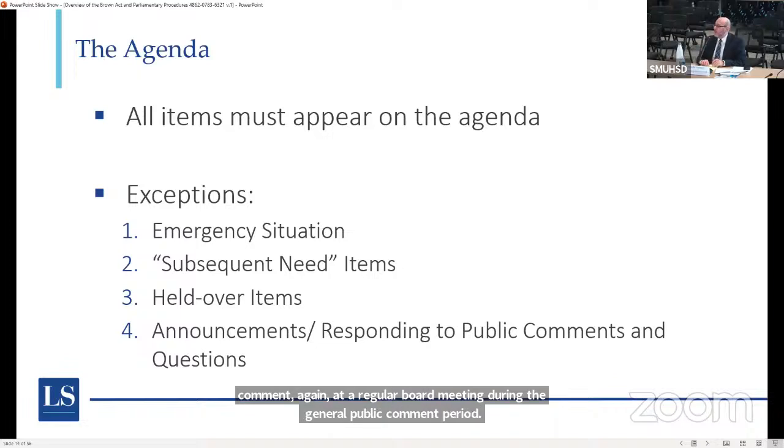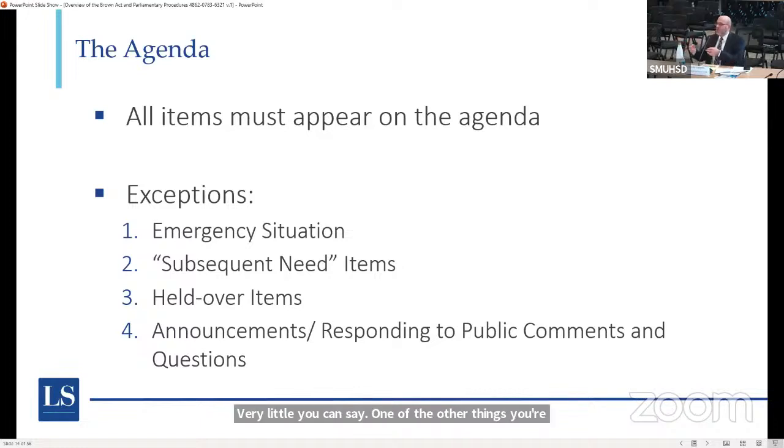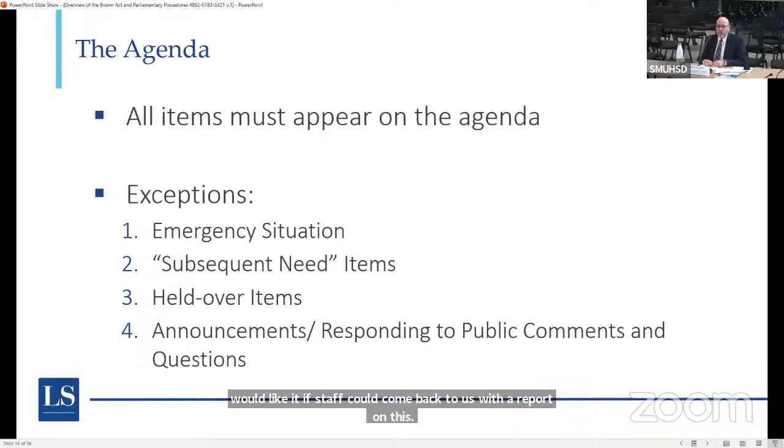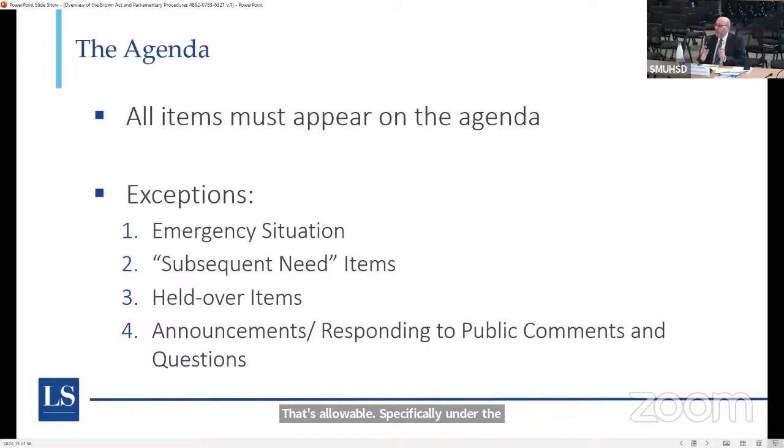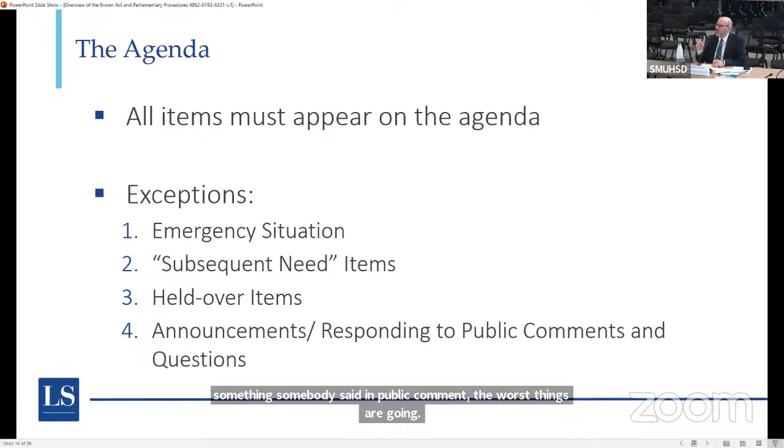One of the other things you're allowed to do is to refer the matter to staff. You can say, thank you, we heard what you're saying. I would like it if staff could come back to us with a report on this. That's allowable, specifically under the Brown Act. But the more you hear yourself talking in response to something somebody said in public comment, the worse things are going. It should be crisp, succinct.